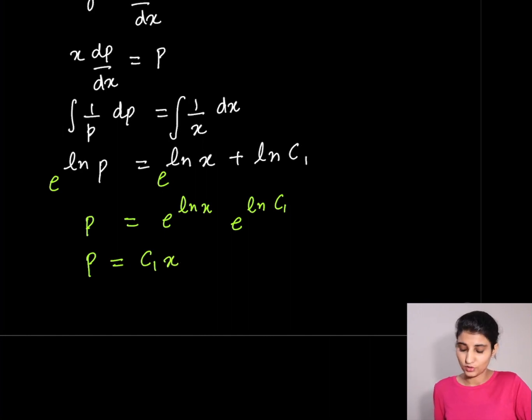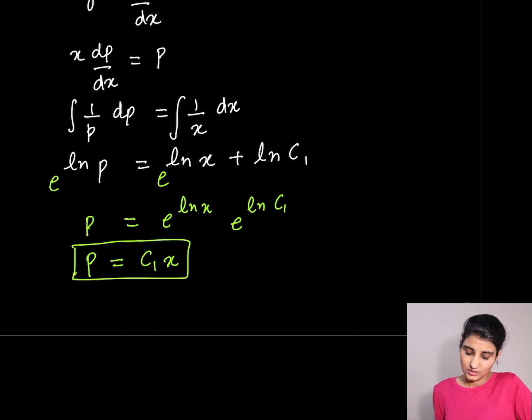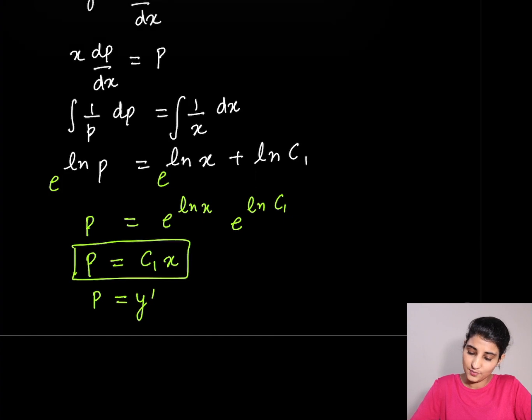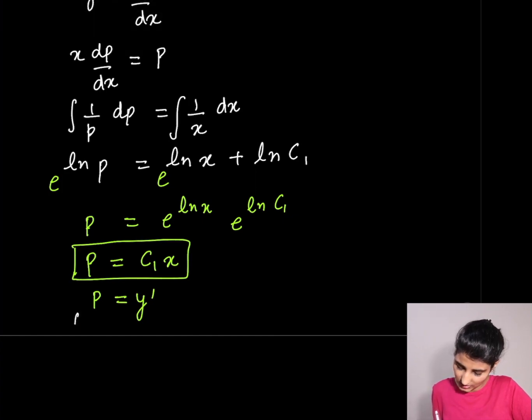We got the value of p. But we wanted to find our y, right? So p is equal to y prime. So for y prime, we integrate both sides with respect to x.